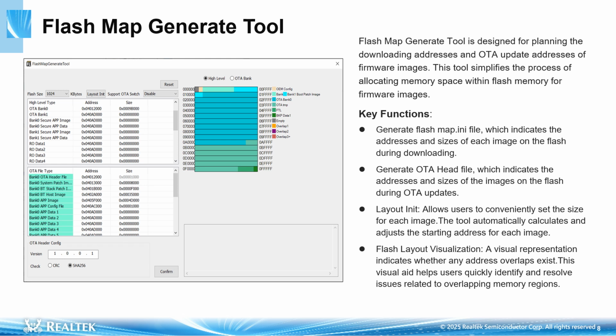The layout init functionality allows convenient setting of the size for each image, and the tool will automatically calculate and adjust the starting address of each image, making address planning easier. The flash layout diagram on the right side indicates any address overlaps to help users quickly locate issues.